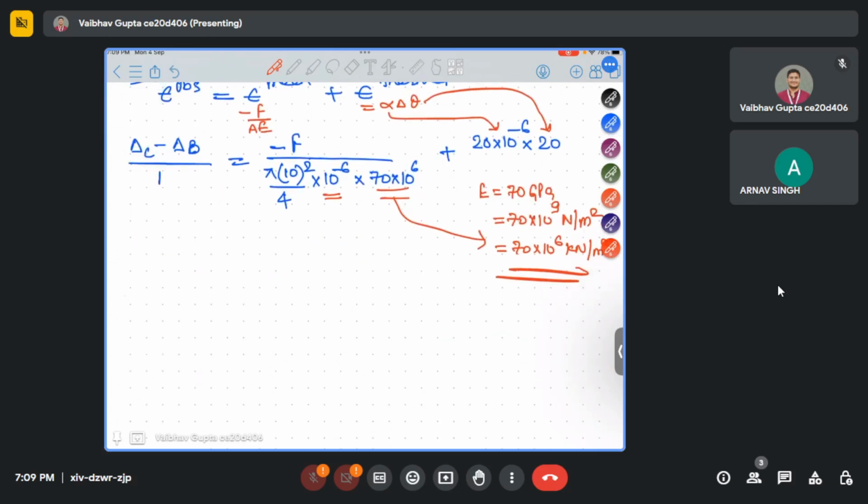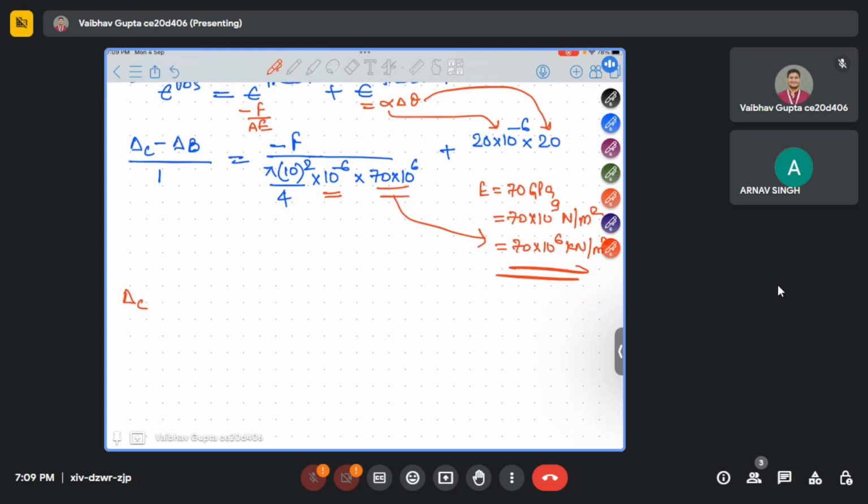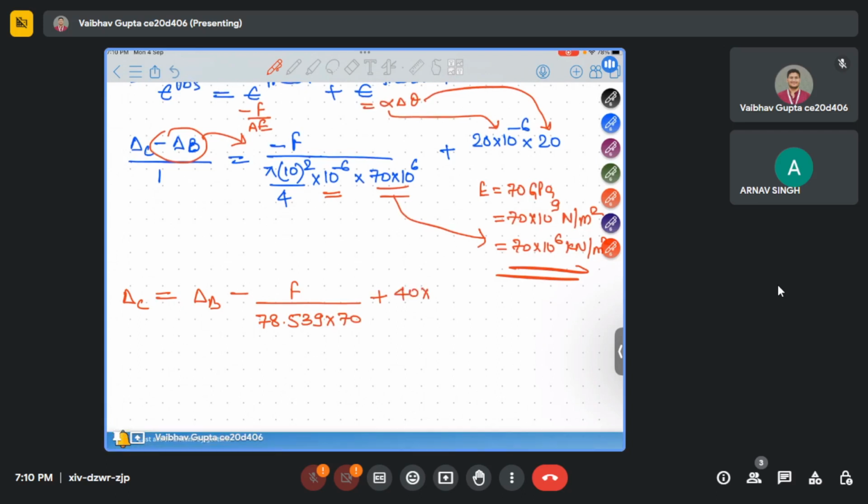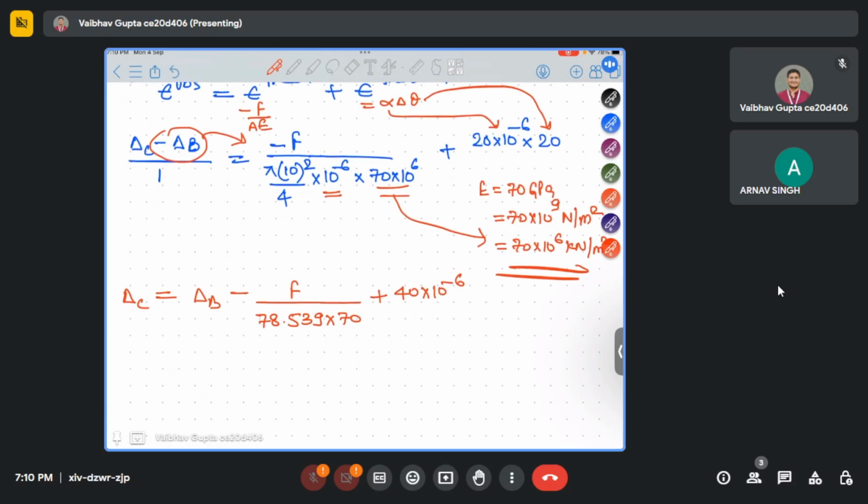So this is equation number 2. I'll write this equation again. Delta C will be equal to delta B minus F. I will take this to the right hand side: minus F upon the calculated expression, 539 into 70 plus 40, into 10 to the power minus 6. This is the expression we got.